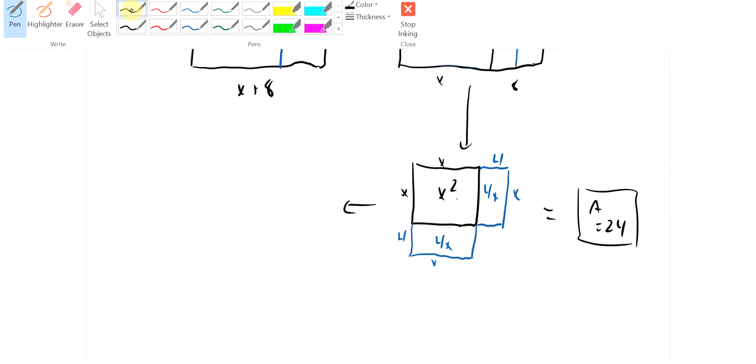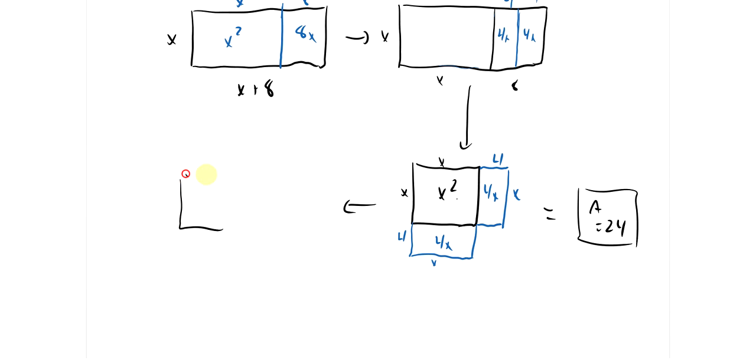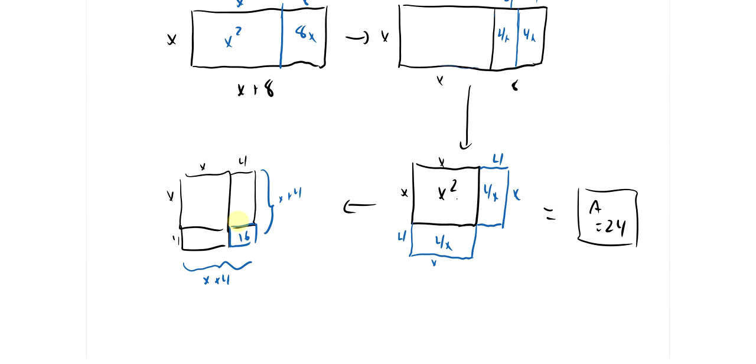Well, what do we got? We've got x squared. This is x, this is 4, this is x, this is 4. And now if I complete this square here, with the blue pen, right there, now I have a square. The side length here is x plus 4. The side length here is x plus 4. But I added a little square of side length 4, so it's an area of 16.